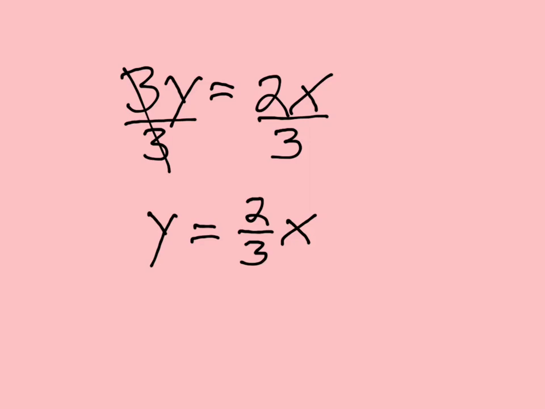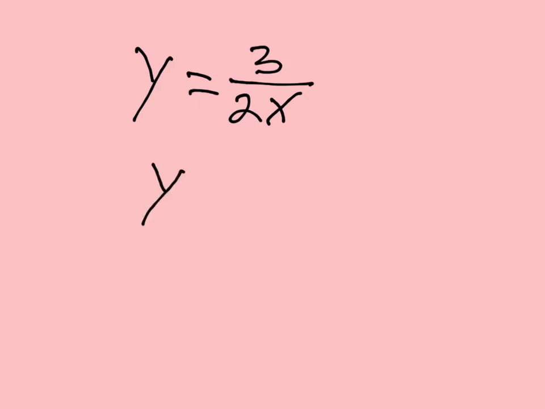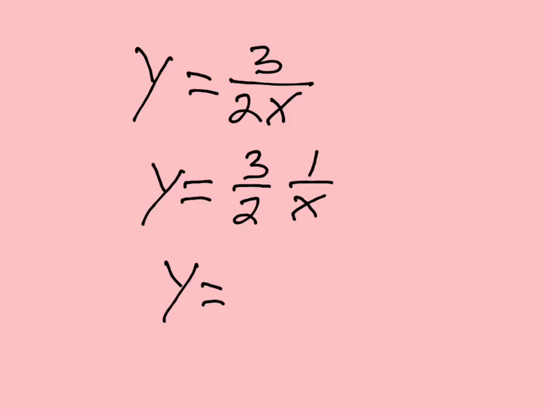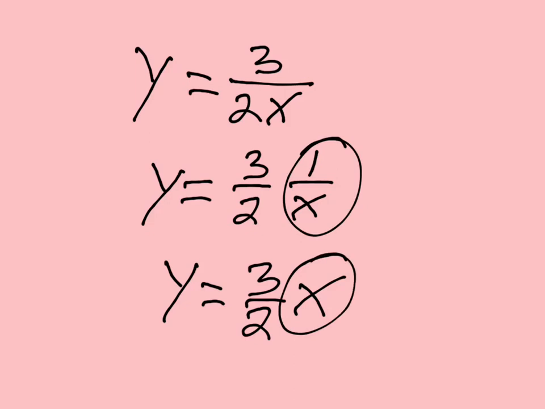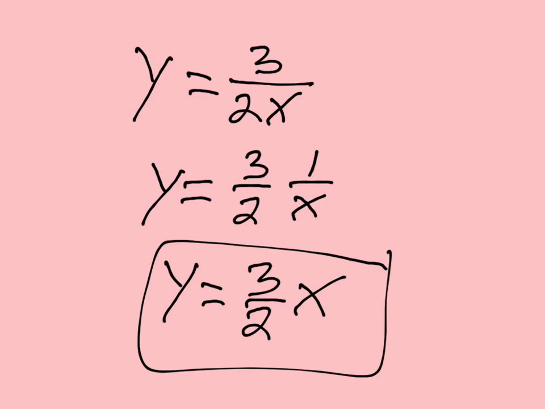So we need to be careful. Sometimes people get confused and say, oh, okay, that looks like direct variation. What if I had y equals 3 over 2x? Well, that x is still downstairs. We could rewrite it as y equals 3/2 times 1 over x. But that does not look exactly like y equals 3/2 x, because 1 over x and x are not the same thing. And there is no way that I can get it in this form. And so it does not have direct variation.